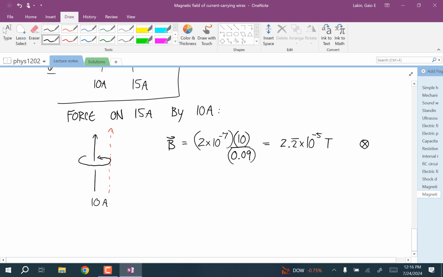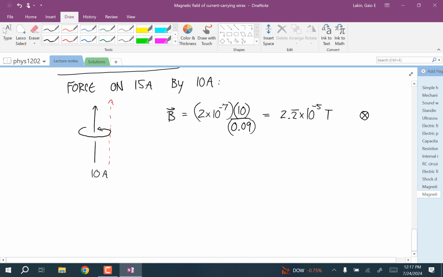The hardest thing about problems like this is keeping track of which current you need in which equation. So just be very clear as you remind yourself, we're looking at the magnetic field produced by that 10 amp current. We're not thinking about the 15 amp current yet. And so that has to be the 10 amps.